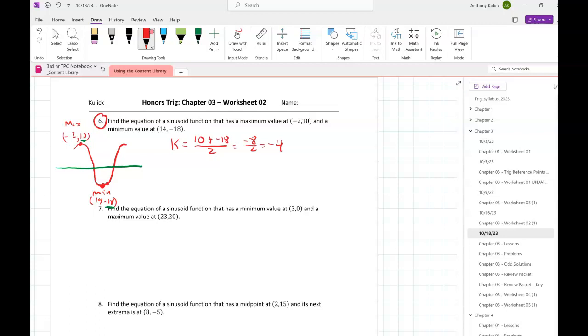The amplitude is this distance, right? So that's half the distance between 10 and negative 18. How far is it between 10 and negative 18? 28 units, right? Half of that is 14. You got that?